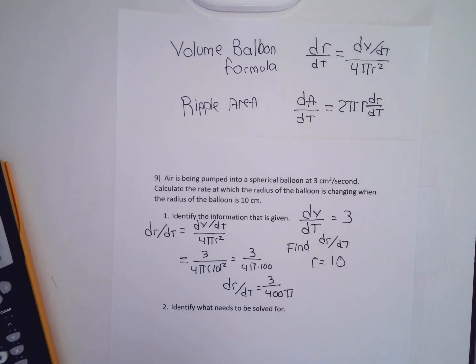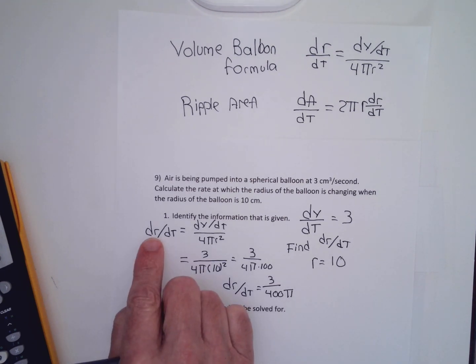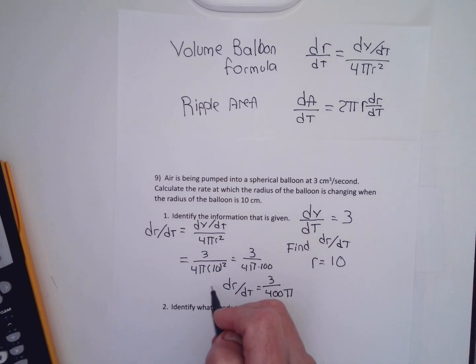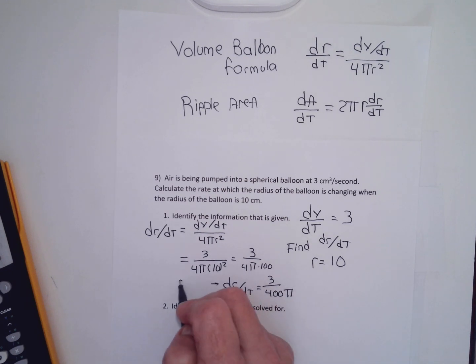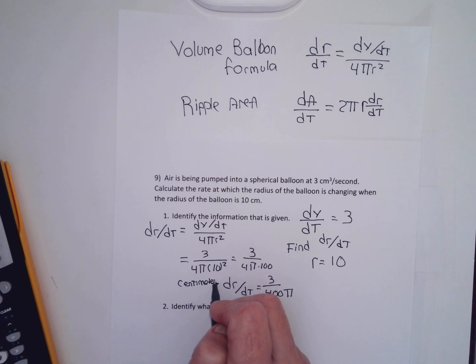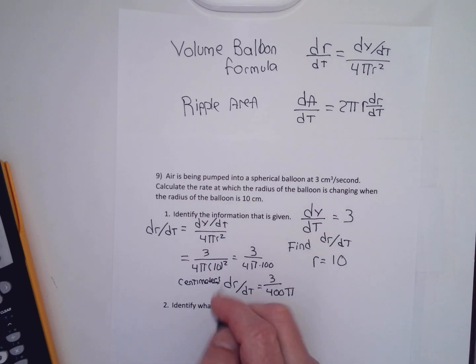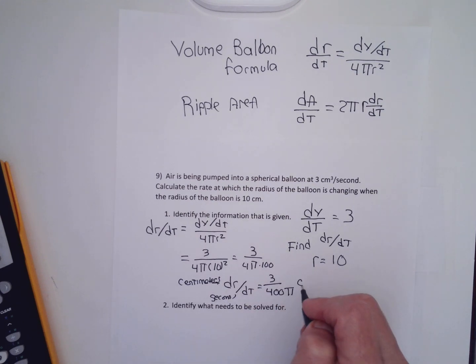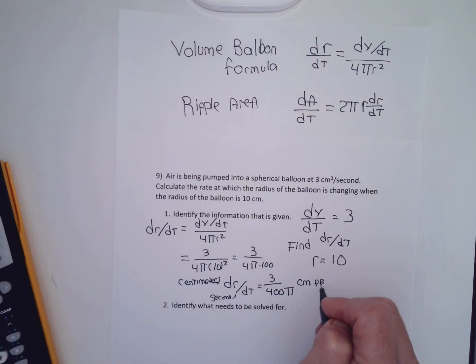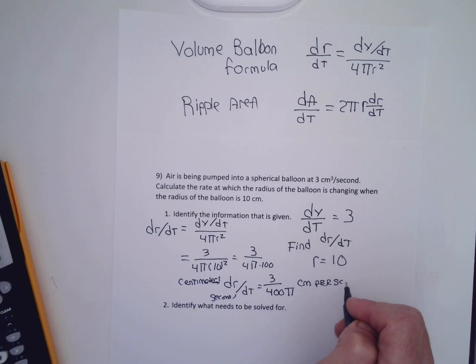And I need to get units. The radius isn't going to have a square or a cube unit because it's not area or volume. It's just linear. And this is centimeters. So the units in the numerator are centimeters. The denominator is time, and time is in seconds. So the units for this is going to be centimeters per second. The units of the dr in the numerator and the dt in the denominator.